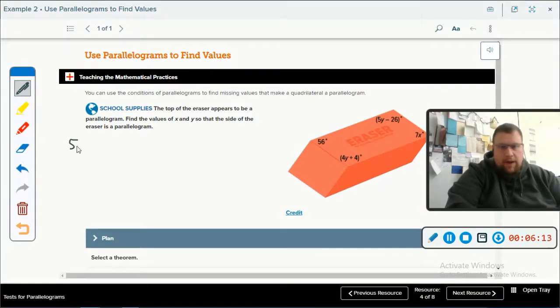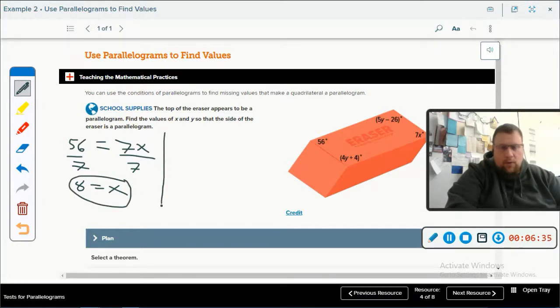I'm going to do 56, excuse me, equals 7x. You know how to solve that. And again, pause this if you want to solve it yourself. Divide both sides by 7. And we get that x equals 8, or 8 equals x. So we know x equals 8.